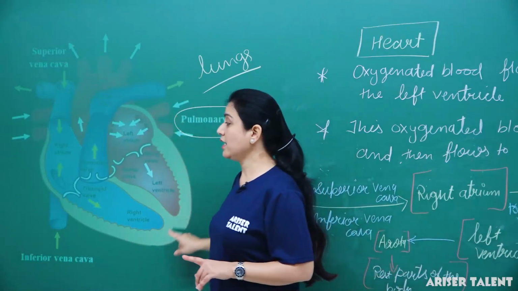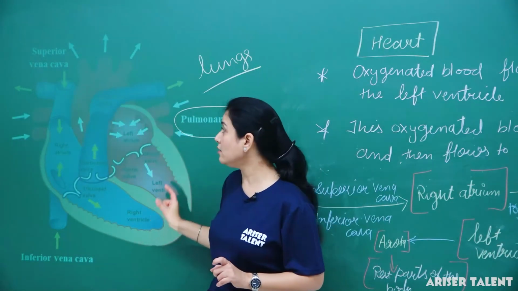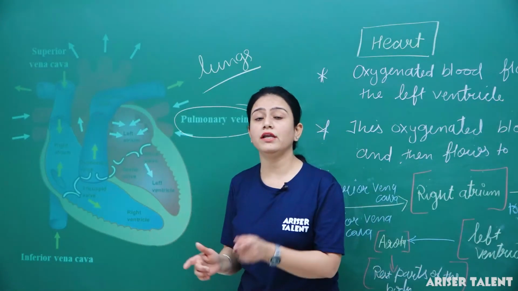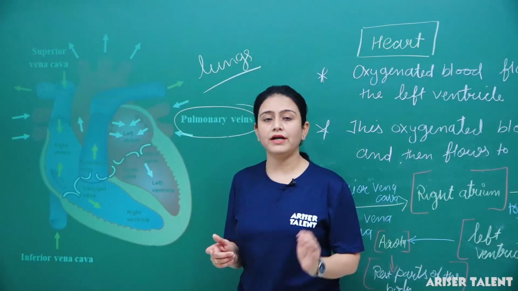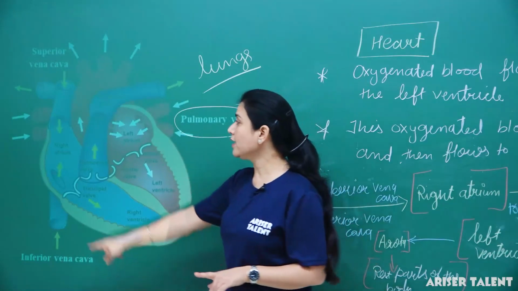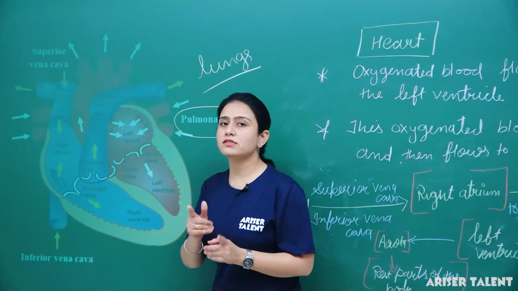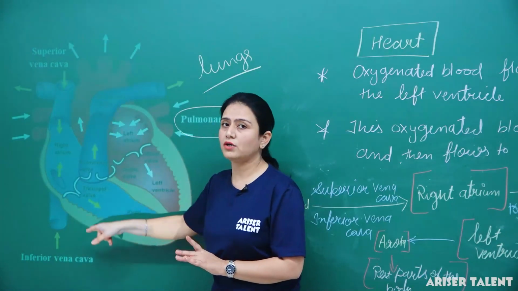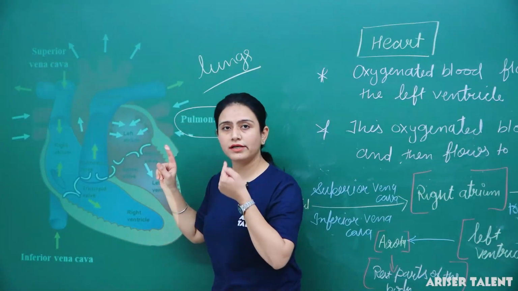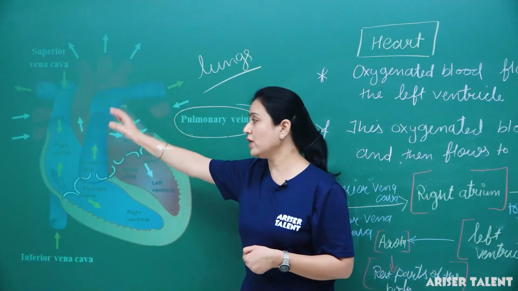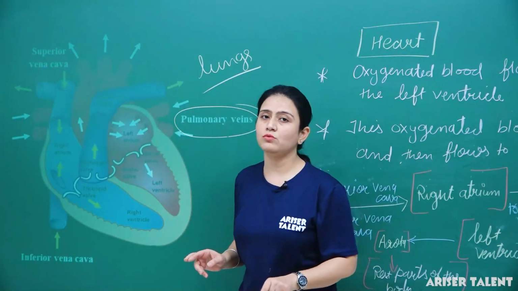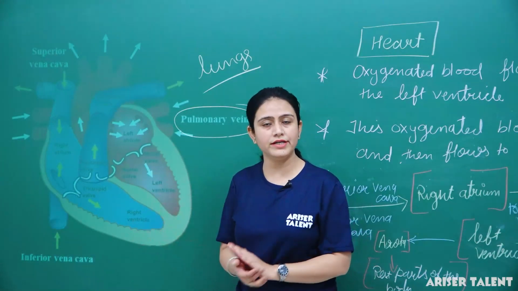So we can say that in humans the blood circulation is double, which means we find a double circulation of blood in humans. In such circulation, the deoxygenated blood flows from one part of the heart to the lungs, and then oxygenated blood flows from the lungs to the other part of the heart. So in humans double circulation of blood is found.